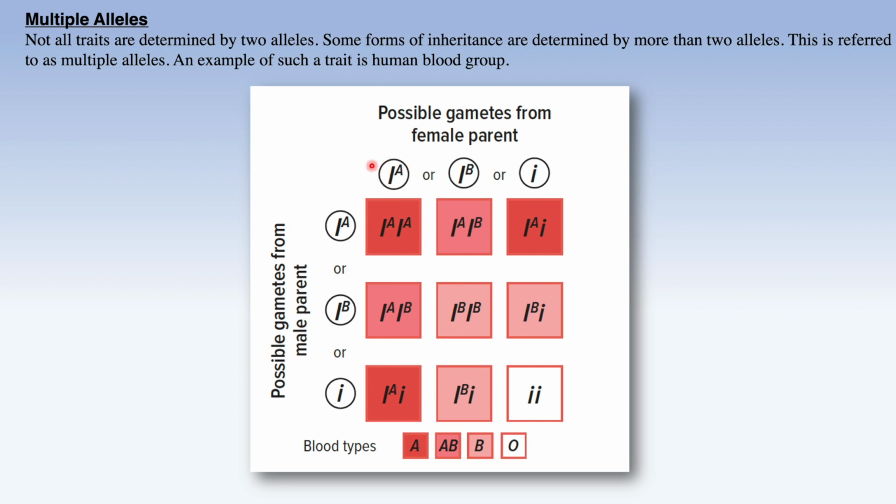Okay, this is big I with the marker, or the protein A. This blood group is A. This blood group is B. What about the little i? Little i represents the blood group O.